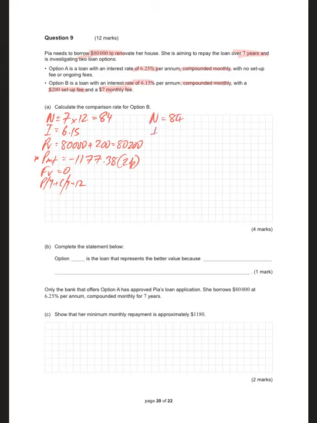It's for 84 months. What is the comparison rate considering the fact that I'm making payments for a loan of $80,200, but it's actually a loan of 80 grand? But the payments are also increased by $7. So negative 1177.38 minus 7, negative 1184.38. FV is going to be 0. PY and CY are both 12. Solve for I.